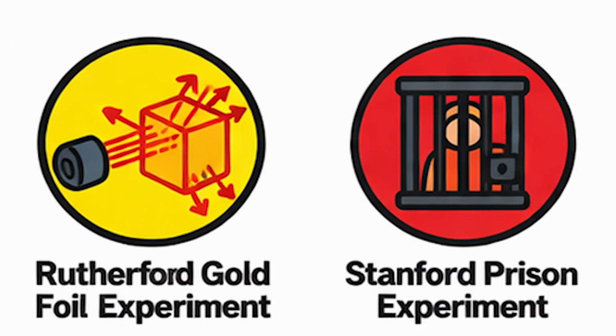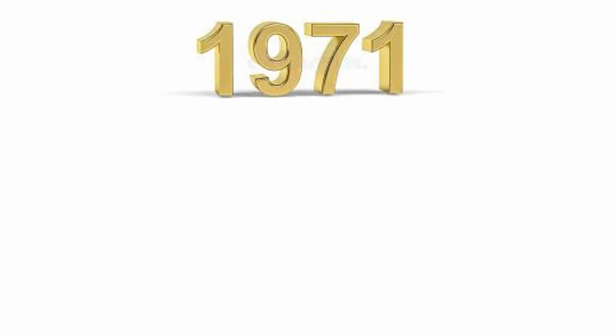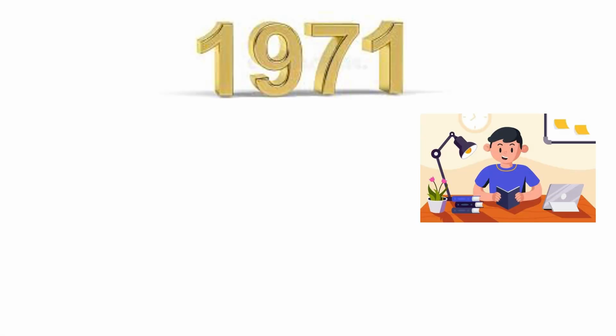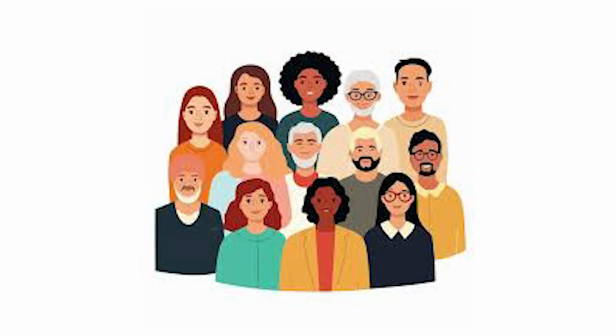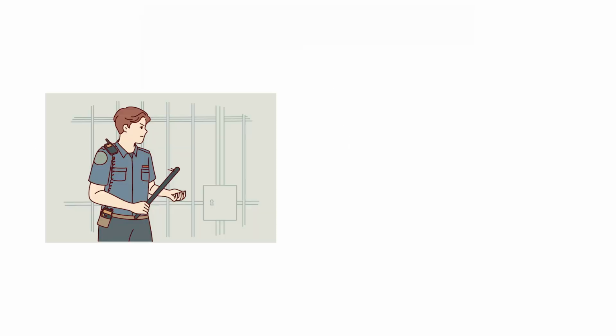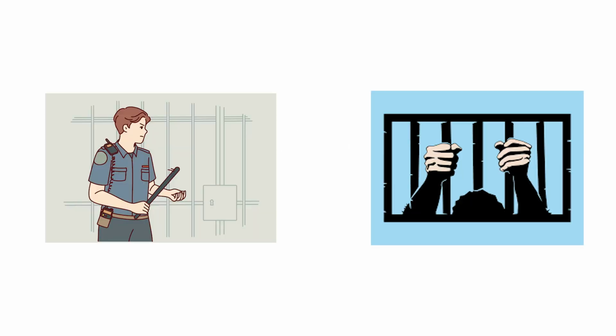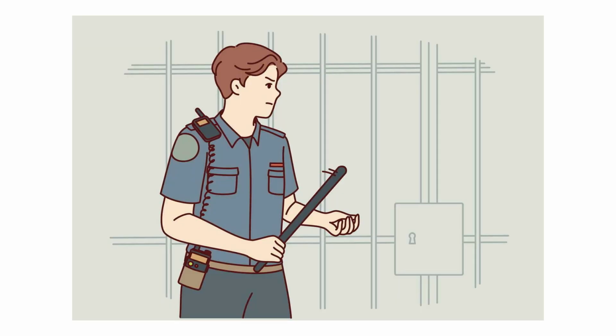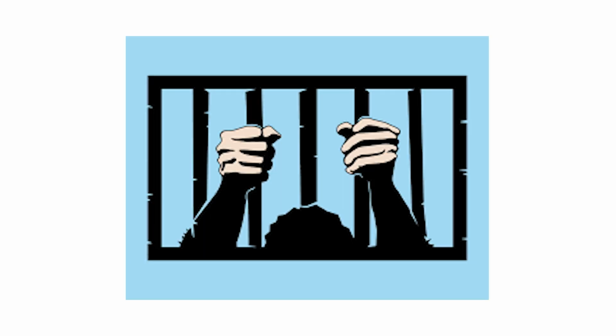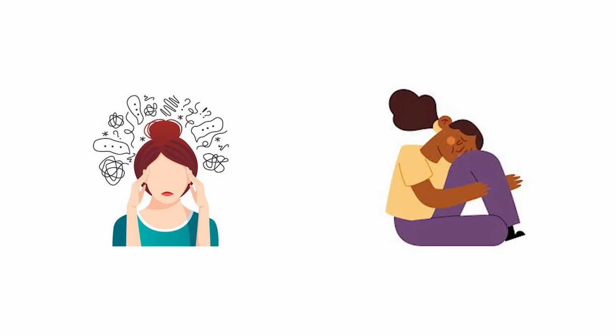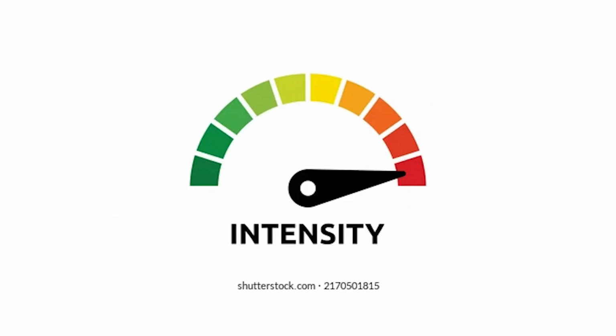Stanford Prison Experiment. This experiment was carried out in 1971 to study how people behave in positions of power. Volunteers were randomly assigned roles as guards or prisoners in a simulated prison environment. Within a short time, the guards began to act harshly, and the prisoners showed signs of stress and helplessness. The situation became so intense that the experiment had to be stopped early.